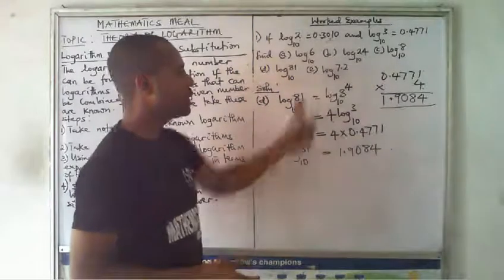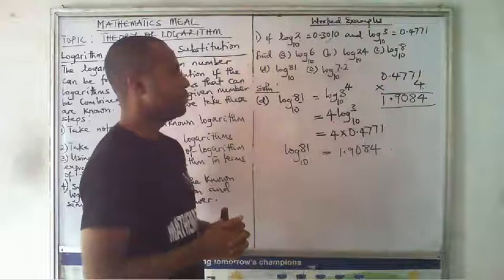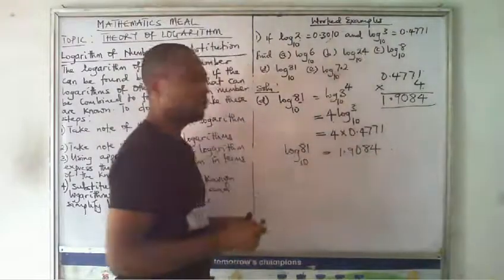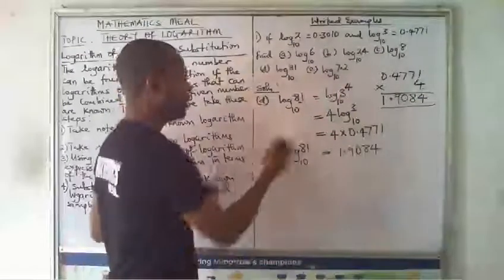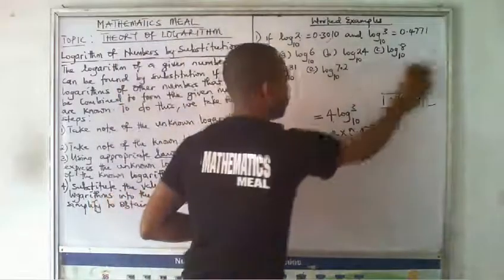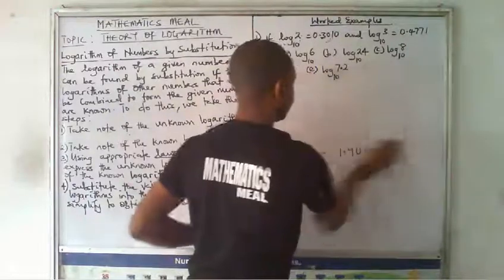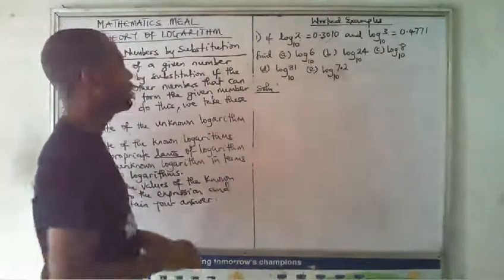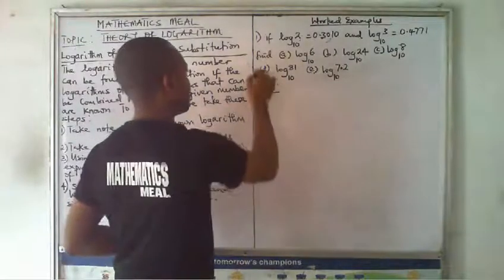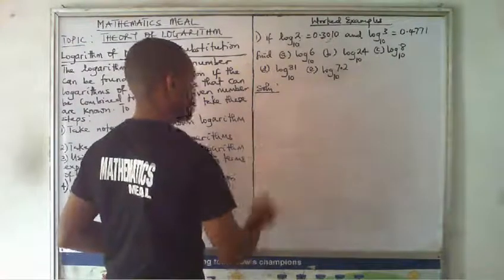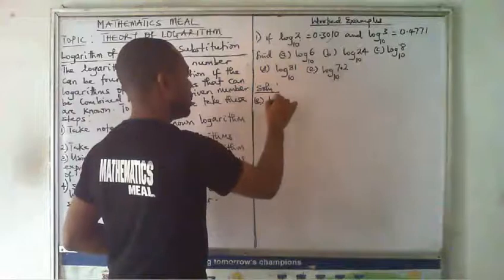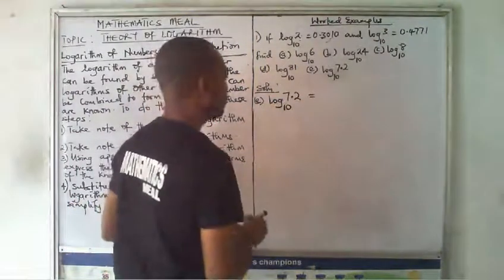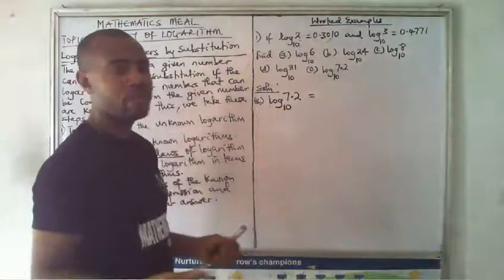Now we have a particular question, question E. It's in decimal. This is log 7.2. How do we go about this? So let's follow our steps. We have log 7.2 in this term. Okay, what do we do? We have a decimal.